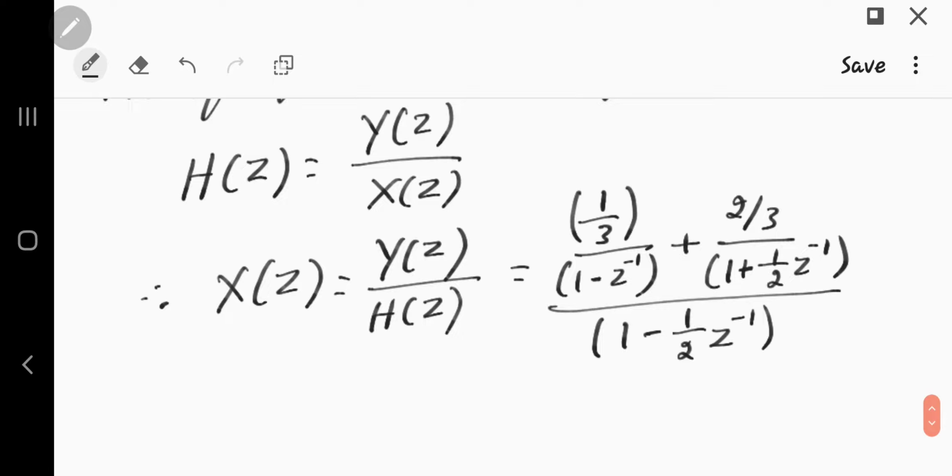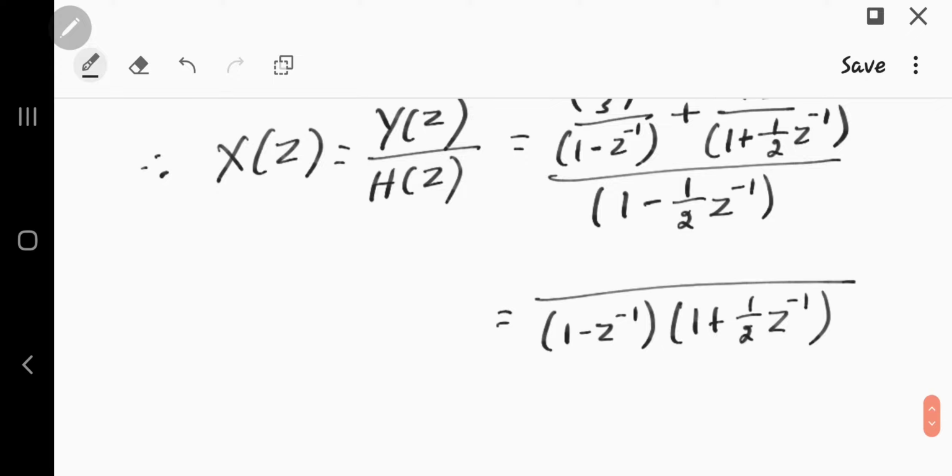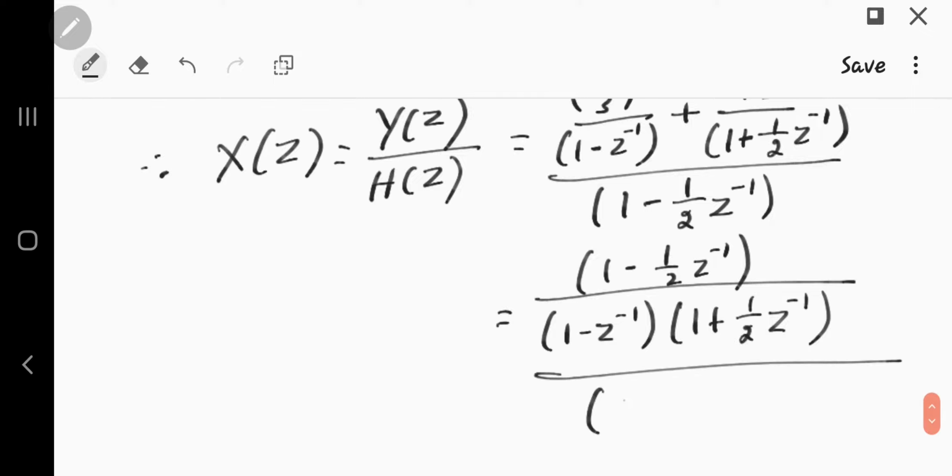Now, in the numerator, you can see this. So, y of z is not in the simplified manner. So, you have to take the LCM and bring it to the standard form, or the most simplified version. Now, if you take the LCM and simplify the numerator, you will get this: 1 minus 1 by 2 z inverse, and in the denominator you have 1 minus 2 z inverse.